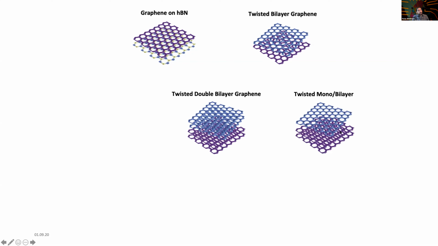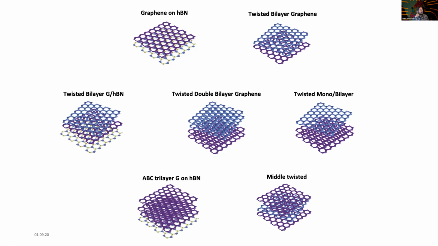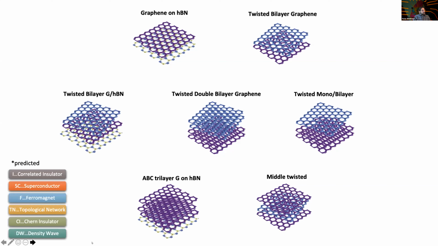People also started to put a monolayer graphene onto a bilayer graphene with a twist. There are predictions that it could be interesting to twist the middle one, even though experimentally that's slightly more challenging. And then there are also structures where we have twisted bilayer graphene additionally aligned with the boron nitride, or ABC trilayer graphene on boron nitride. And all of these show the correlated states that I've discussed before.